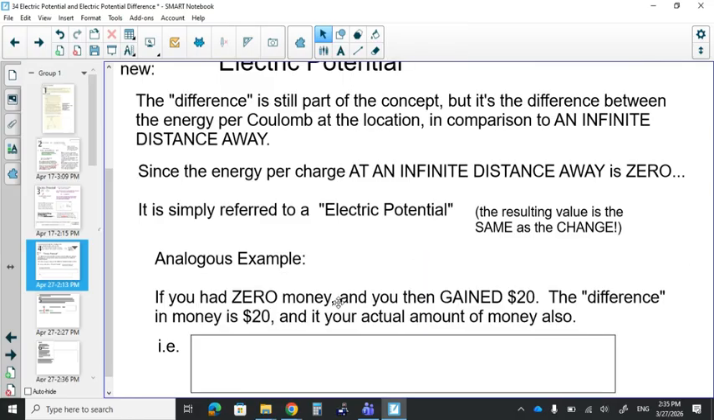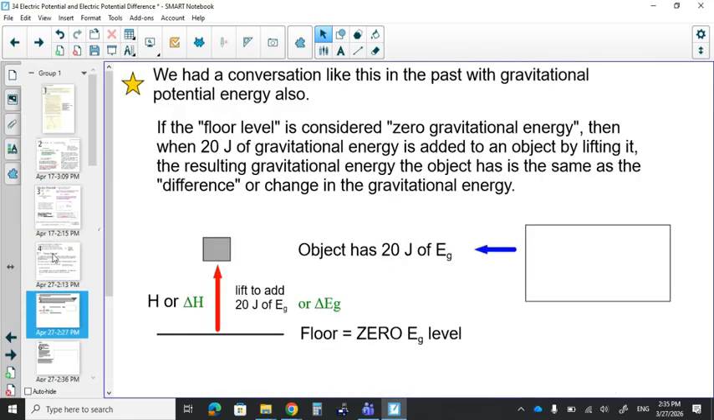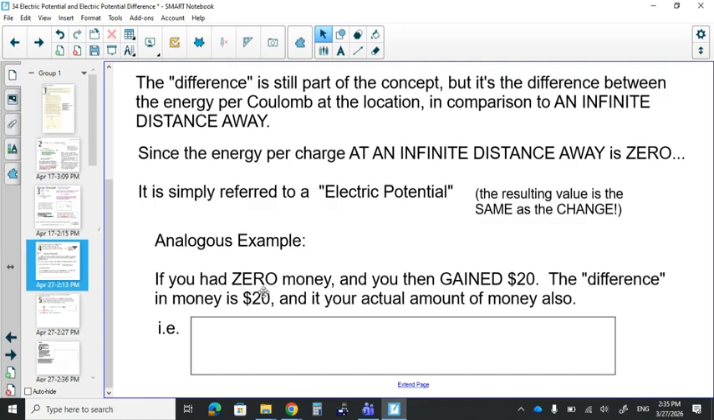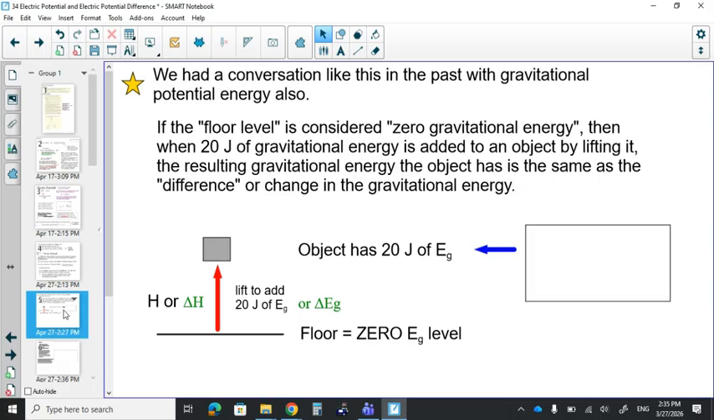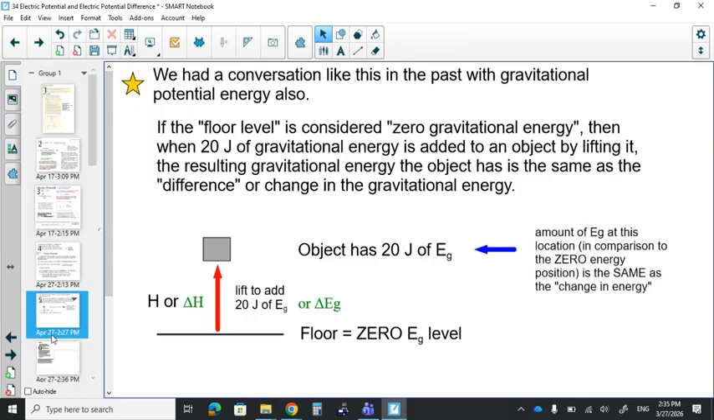This is just like we've seen before. I'm going to do the height example soon too, but think of if you had zero money and you gained $20, the difference is $20. If you had zero and you gained 20, your actual amount is 20 and your change is 20. But if you had other money, then the change wouldn't be the same as your actual amount. And we saw this before with gravity too. If you think of this as your height, then this is just 20 joules of energy because of your height. If it's a change in height, then it's your change in energy. So it's all kind of the same thing.